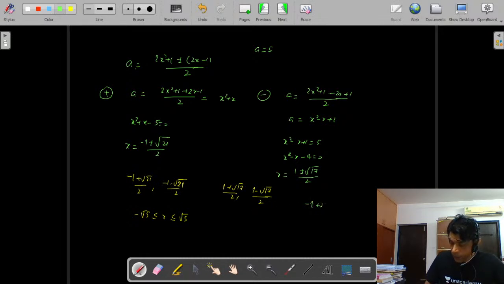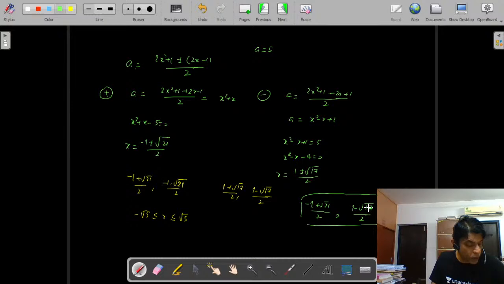Negative 1 plus root 21 over 2, and the other is negative 1 minus root 17 over 2. You see, these are the numbers that honor this bound. Just check it. Obviously this one does not, it goes far beyond root 5, and the other is negative. If you test them, you will find that these two work. And so these two lie in this interval, negative root 5 to root 5.